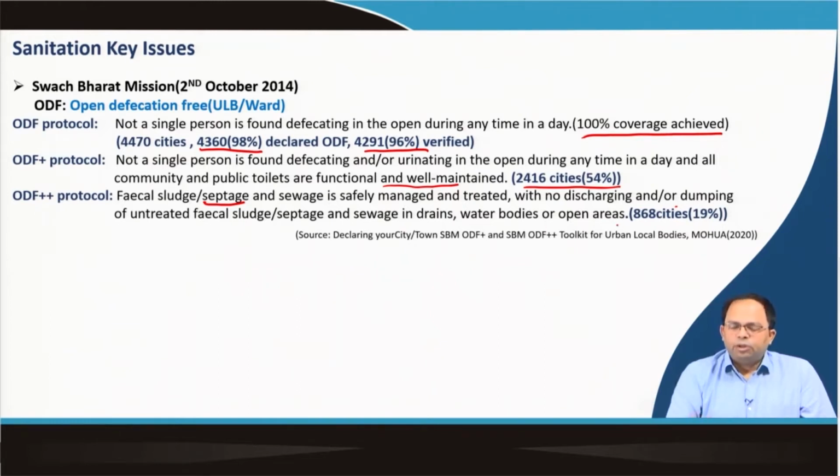So, that means we need to achieve proper treatment of all kinds of waste in urban areas, and we should not dispose of it without treatment. That is what it says, and we see that only 19% of cities in India have actually been able to achieve the ODF plus plus protocol. So, we have a long way to go to achieve this kind of standard.